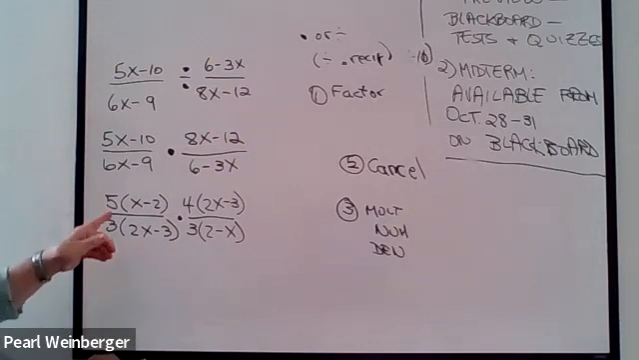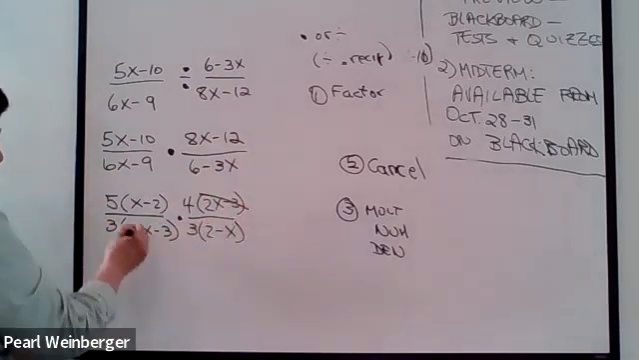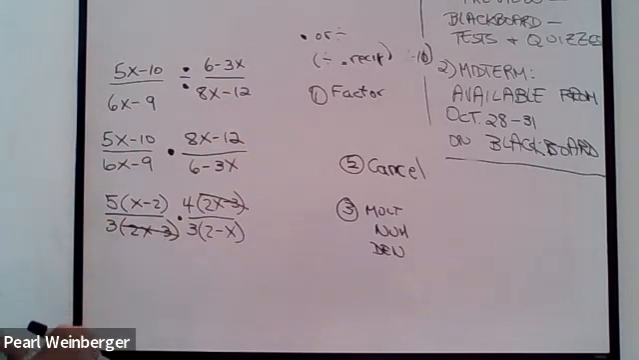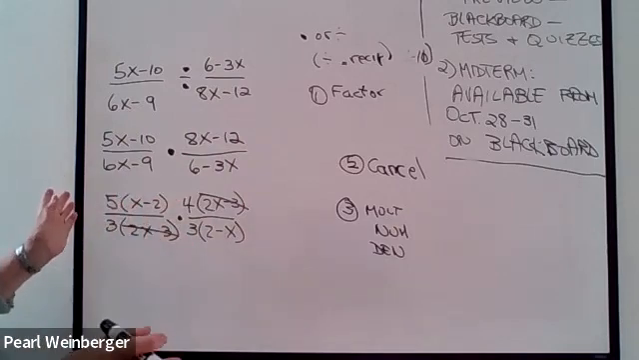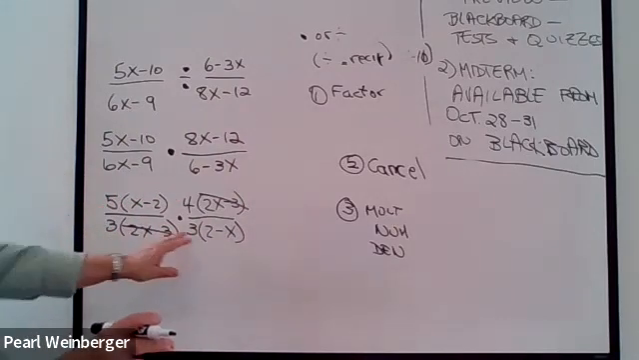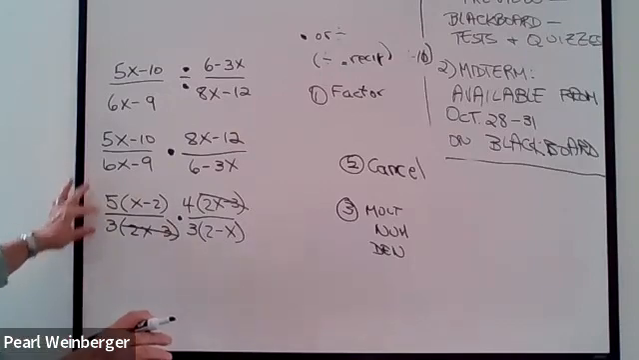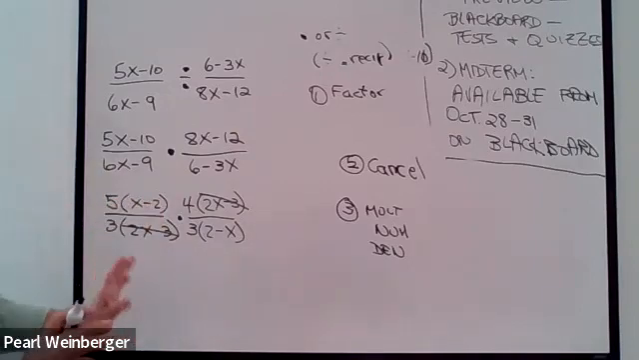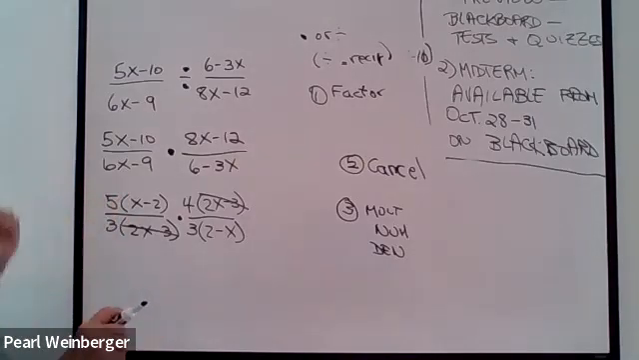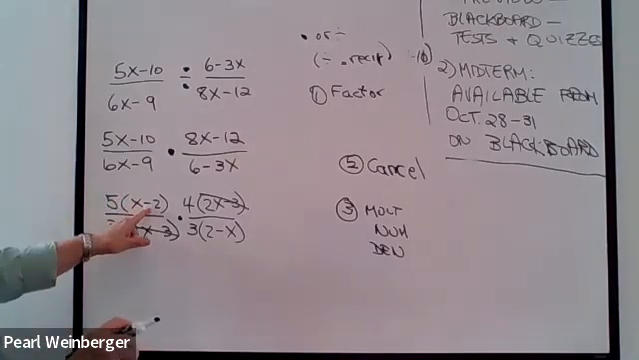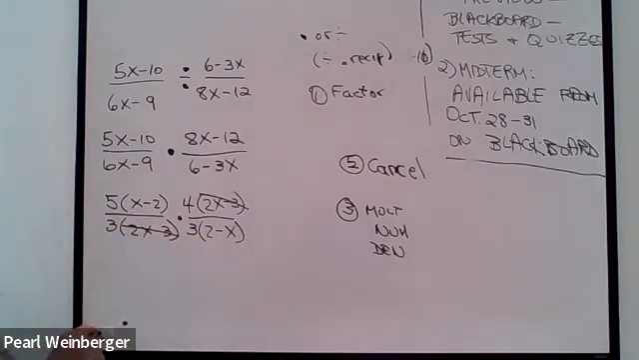And I right away see that I have a 2x minus 3 over here that can cancel out with a 2x minus 3. Now the numbers on the outside, the 5, the 3, the 4, and the 3, there's nothing I can do with them because the two 3s are both out on the bottom, so I can't cancel out a denominator with a denominator. And 5 doesn't cancel with 3, and neither does 4. The only thing that we have to consider is this x minus 2 and this 2 minus x.